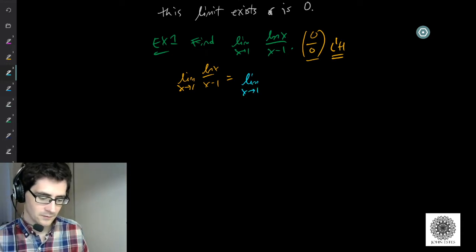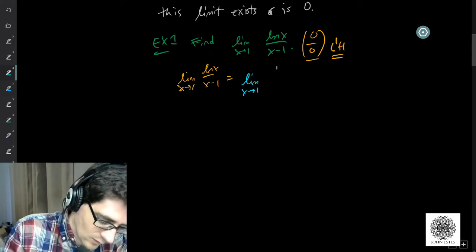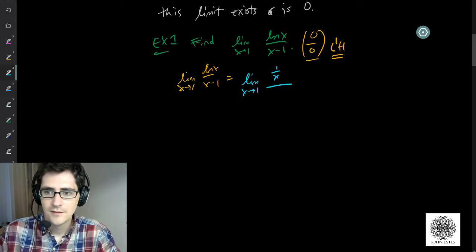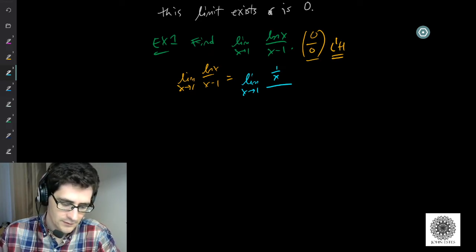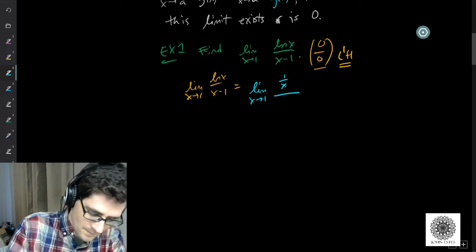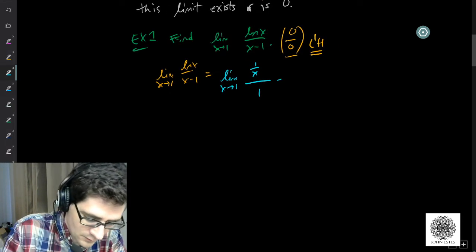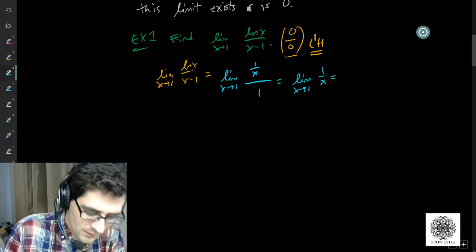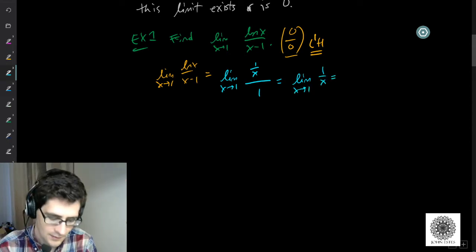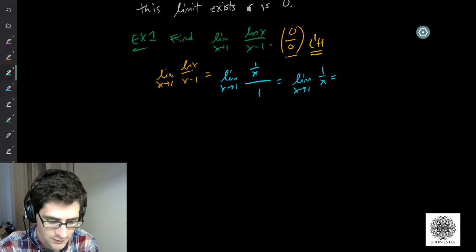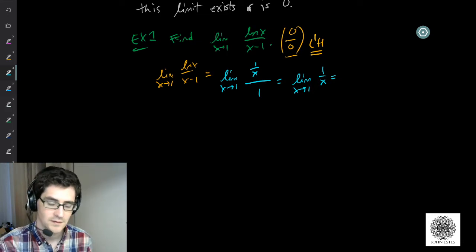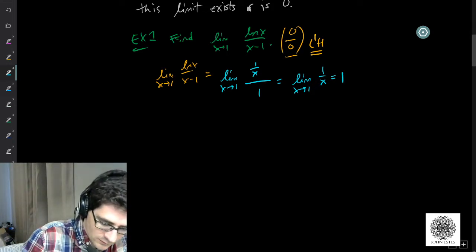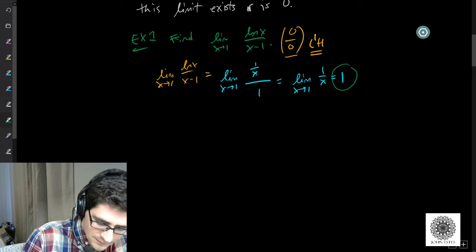So the derivative of ln x is 1 over x. Got it? Okay. And the derivative of x minus 1 is 1. So by L'Hopital's rule, this is the same as saying the limit as x approaches 1 of 1 over x. Okay, and since 1 is in the domain of this function and it's continuous at 1, we can just plug 1 in, get 1 over 1, or just simply 1. And there is our solution.